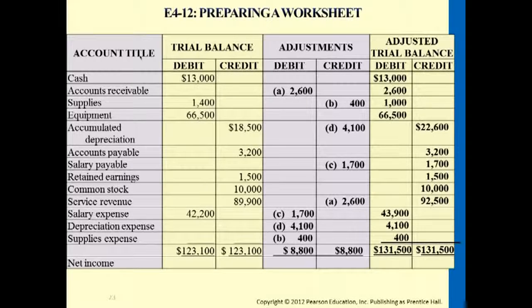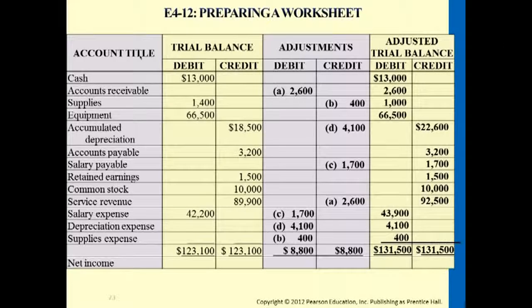Retained earnings, same dollar amount. So retained earnings will not get updated until we do income statement. Okay, so that retained earnings there, $1,500, is not an up-to-date account. All the others are. Retained earnings is an exception here that still has the old balance because we haven't done income statement yet. Okay, common stock the same amount. Service revenue we add additional $2,600. Salary expense we add an additional $1,700. Okay, depreciation, supplies, same as adjusted amount.